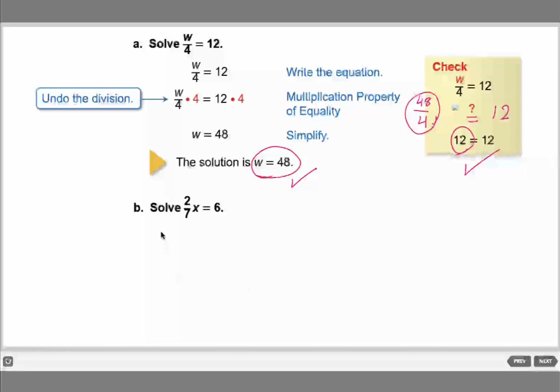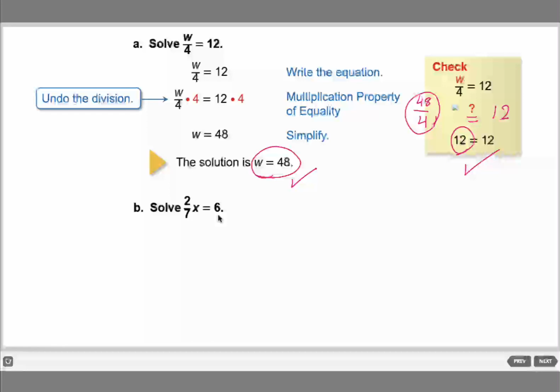Okay, now let's see the next one. 2/7 x equals 6. Wow, this is a fraction. A fraction multiplied by x. How to get rid of this fraction? How to remove this fraction?